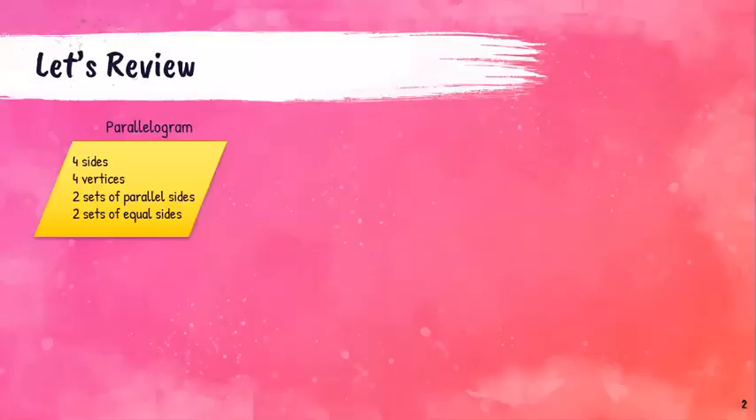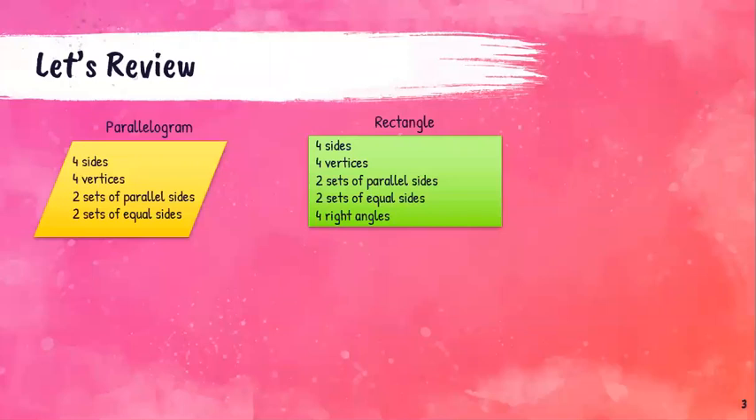So a parallelogram is a four-sided shape, four vertices. Vertices are those points, right? The corners where the sides meet. Two sets of parallel sides, two sets of equal sides. Rectangle: four sides, four vertices, two sets of parallel sides, two sets of equal sides, and four right angles.